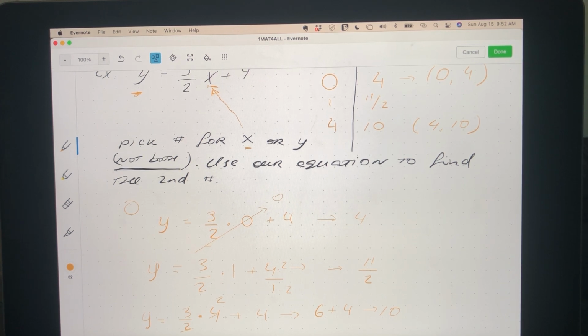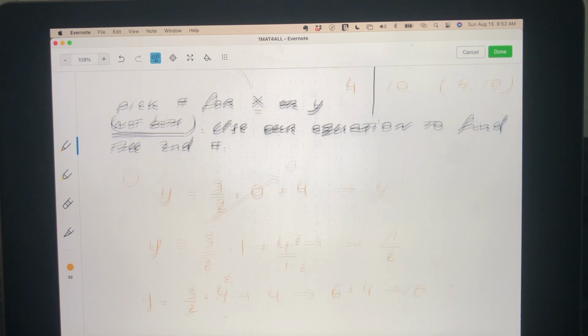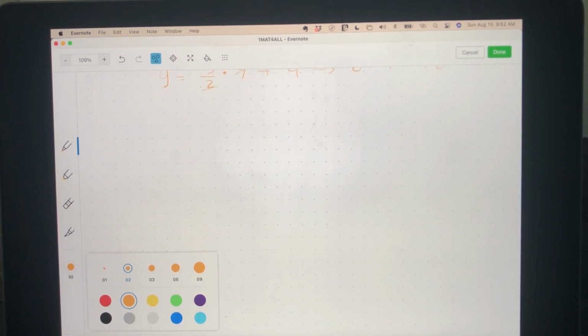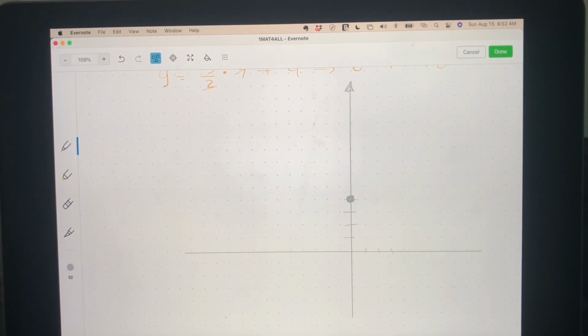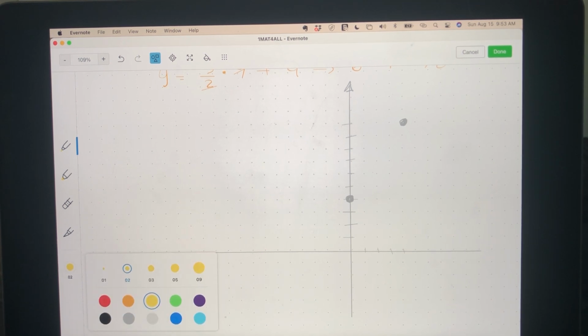Now, here is a sketch pad. Let's make our coordinate axes. The first point was 0, 4: 1, 2, 3, 4, so 0, 4 is here. That was our y-intercept. And the second point was 4, 10. So 1, 2, 3, 4, and then 5, 6, 7, 8, 9, 10, and we would be somewhere here. So these are the 2 points. It only takes 2 points to make a straight line, and here they are. We connect them, and we get a straight line.